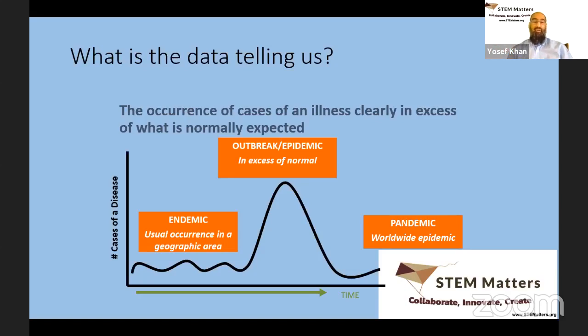In this graph, I've mentioned three big terms in epidemiology and public health: endemic, an outbreak or epidemic, and a pandemic. An endemic is just the usual occurrence of a disease in a certain area. And so in the winter, the cold is endemic. It's very common that people will get a cold throughout the winter season. It usually lasts a week, and then it moves on.